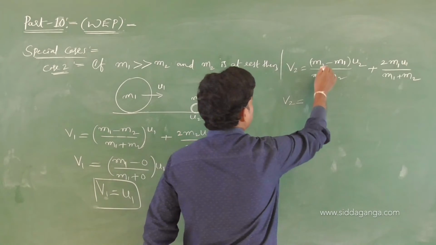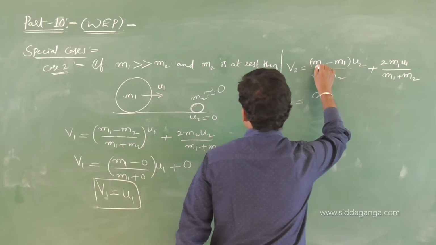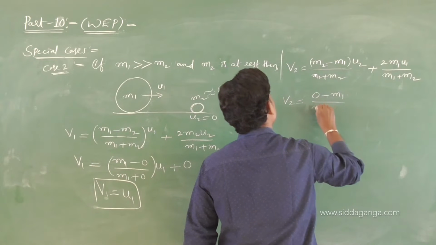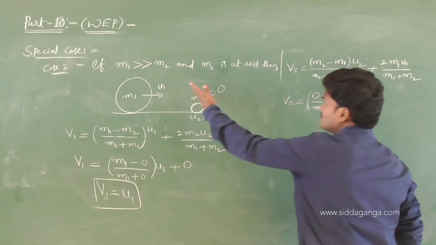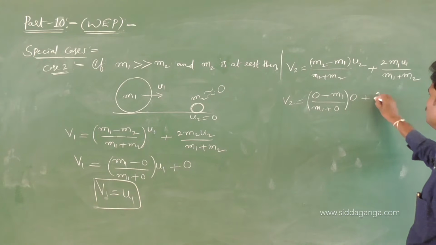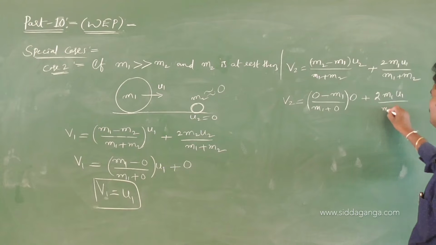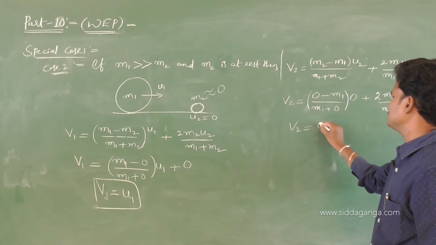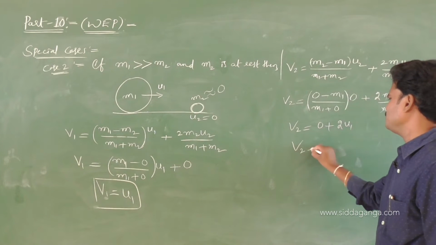Okay, let us check here. v2, with m2 negligible: m2 is 0, and m1 by m1 plus m2 (0), but u2, what is u2? u2 is also 0 from the given condition. So 2 m1 u1 by m1 plus m2 (0). Then how much are you getting? v2 is equal to, this is 0, m1, 2 u1. v2 is what?